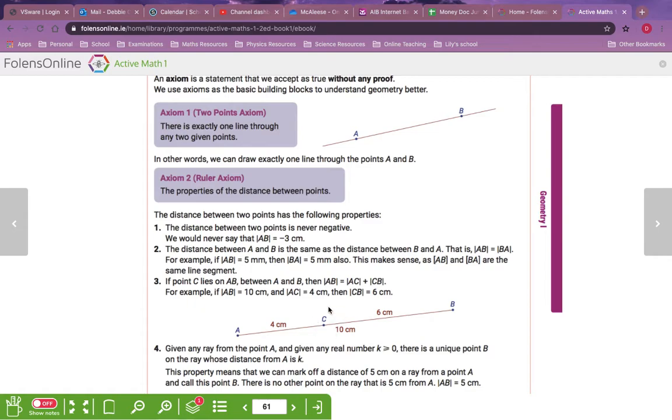What they're saying there is that if C is on the line, and it's in between A and B, do you remember that word? They are collinear. Then the distance from A to B, right from this end to this end, is going to be AC plus CB, which makes sense. So the 2 bits of the line equal the entire line.